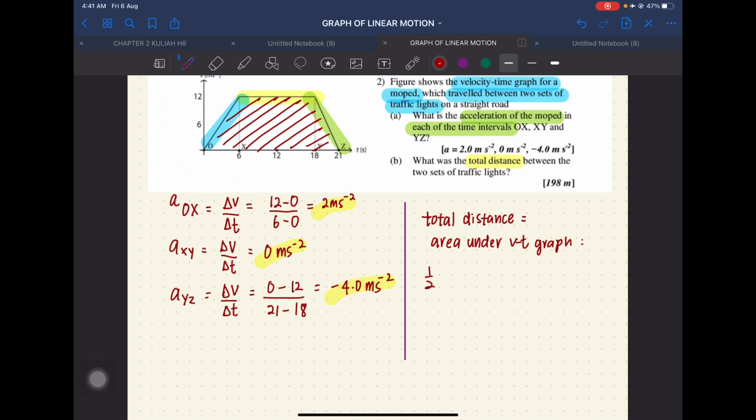Okay, half times the sum of parallel sides: 18 minus 6 plus width 21. This one. Okay, then close the bracket. Times the height, 12. Okay, so you will get 198 meters.